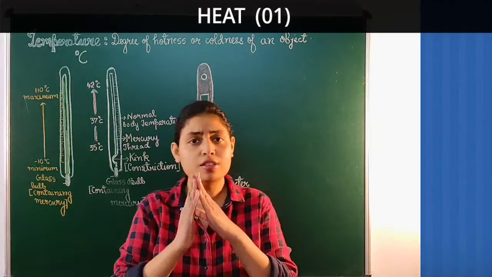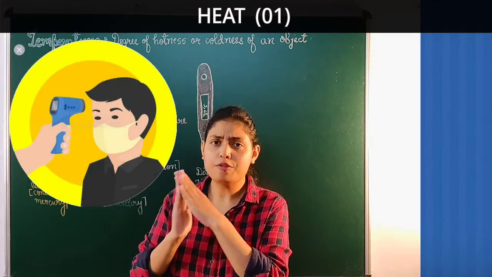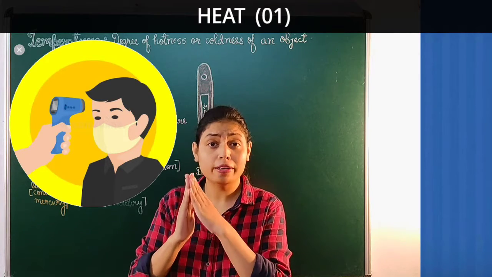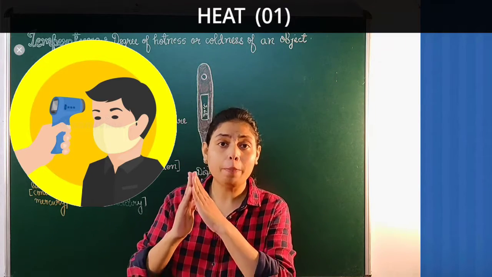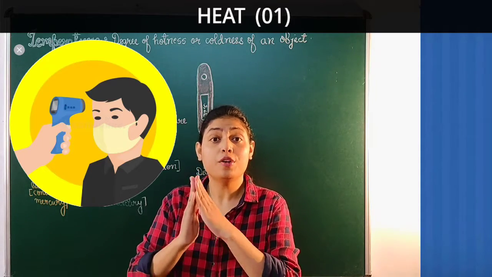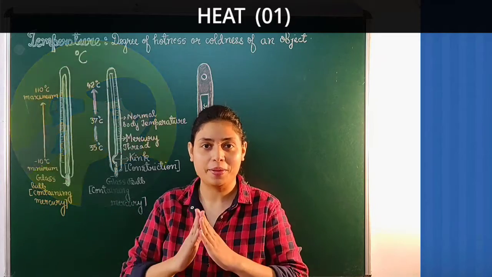Nowadays, you must have seen during this pandemic time, malls and different grocery shops use a special thermometer called gun thermometer to check the temperature of the people. Now, how does a gun thermometer work? It records the heat radiation coming from the body.